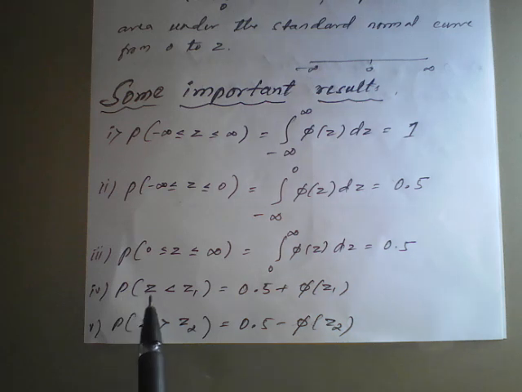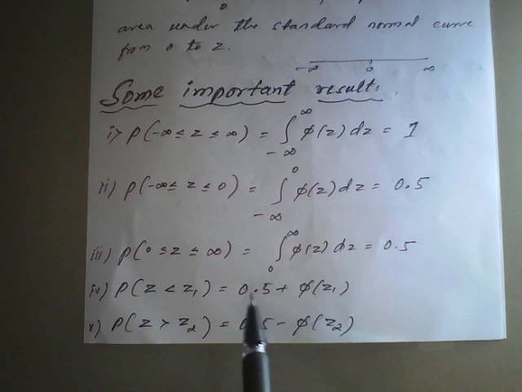So p of z strictly less than z1. Z1 is nothing but the area. I will take one illustrative example based on these two, so it will be more clear. If it is less than z1, we always have to consider 0.5 plus phi of z1, and p of z greater than z2 means 0.5 minus phi of z2. These two are most important to simplify the examples. Now we'll see one of the illustrative examples so that we can understand this concept.